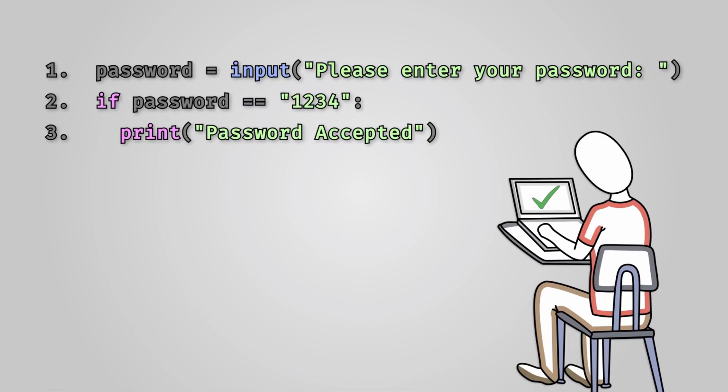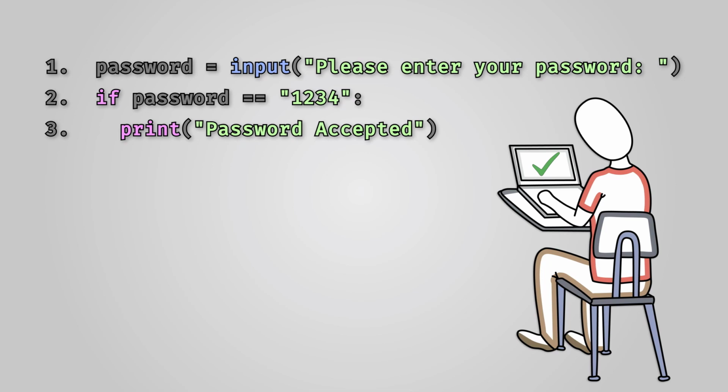Let's look at a simple password validator program written in Python. Let's work through each line of this code. Firstly, on line 1, we get the user to input their password and store it in a variable called password. Next, on line 2, we have our if statement that checks if the password entered is equal to 1234.